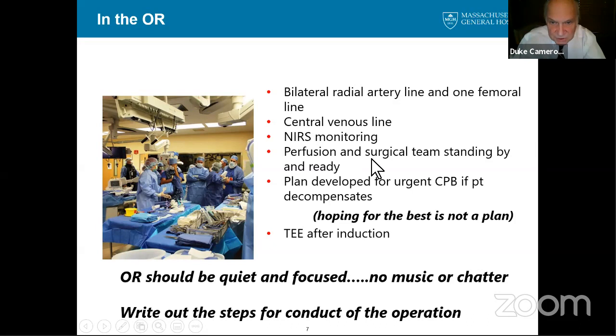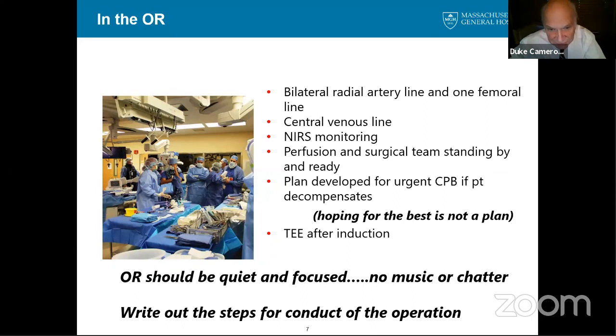The entire perfusion and surgical team should be standing by and ready, because the induction of anesthesia will sometimes precipitate hemodynamic collapse. And it is your responsibility to develop a plan for the resuscitation or the institution of urgent bypass if the patient decompensates. And it should be a very specific plan that's discussed and understood by all members of the team. Hoping for the best is not a plan. And the TEE, as I say, should be done, I think, after induction.